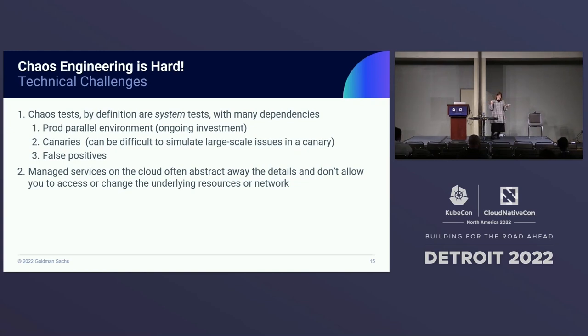Second, managed services on the cloud. So not just cloud, but actually using the higher level of abstraction of managed services, very often they abstract away the details, right? Serverless, right? They're obviously machines, but you don't have access to them. You can't manipulate them. And that can actually make it really hard to inject a failure and cause something to happen.